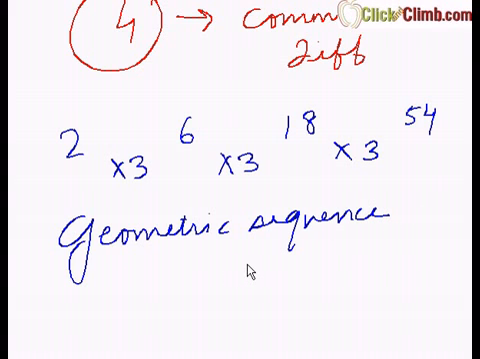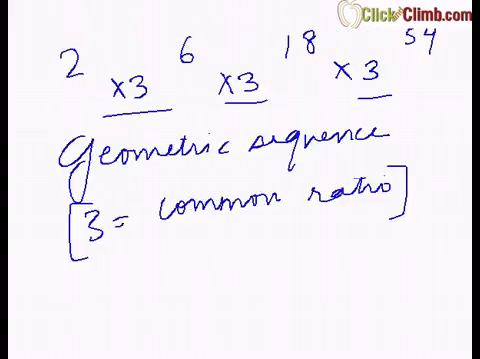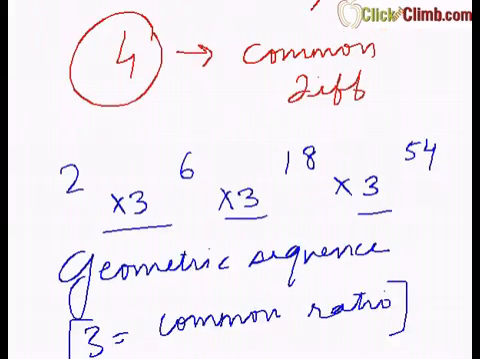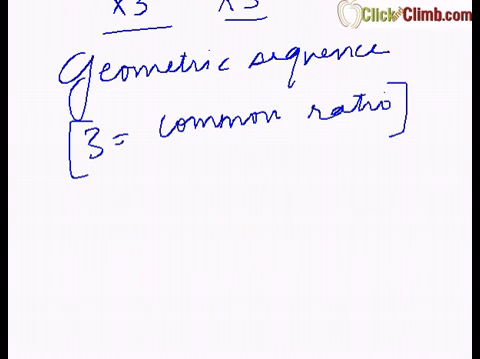Whenever we multiply each previous term by a fixed number, this is called a geometric sequence, and the fixed number is called the common ratio. Here we are multiplying by a fixed number 3, so 3 is the common ratio in our sequence. This is an arithmetic sequence when we add a fixed number. This is a geometric sequence when we multiply by a fixed number.